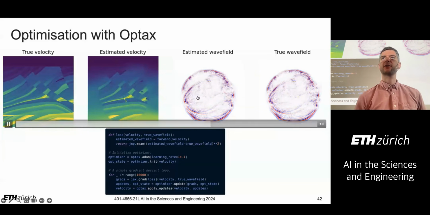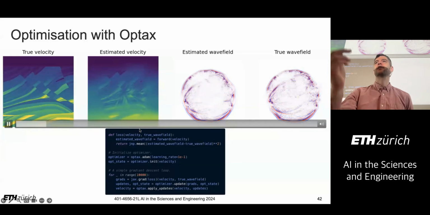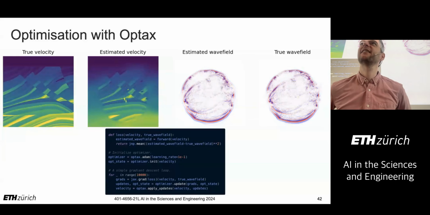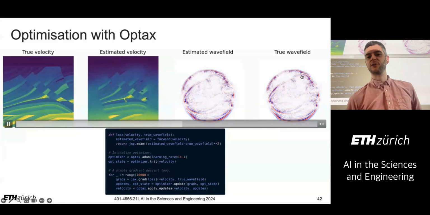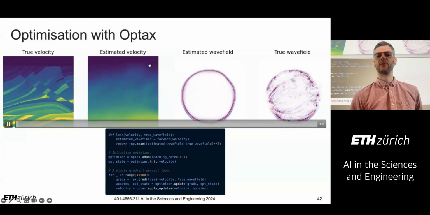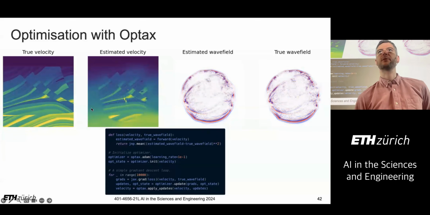Okay. Anyone know why the estimated velocity only fills in the circle? Yeah, because the true wave field here only propagates to that point. And so there's no information. The waves haven't traveled through this part of the velocity model, so we could never understand what the velocity is in this part. It's just problem-specific behavior.